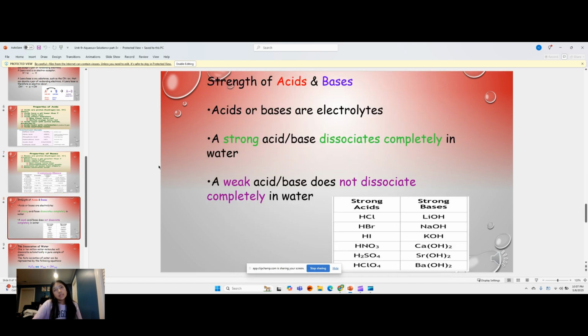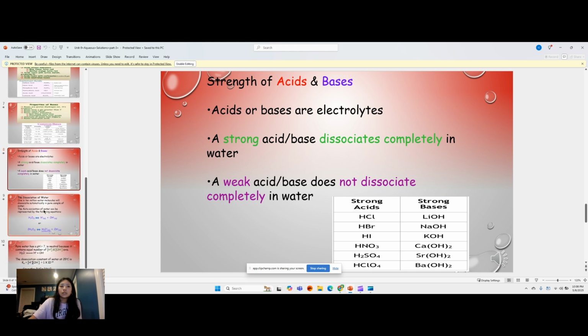Okay, so the strengths of acids and the strengths of bases. A strong acid is when the acid will dissociate completely in water. A strong base is when the base will dissociate completely in water. So the stronger the acid, the lower the pH. The stronger the base, the higher the pH. Let's say you're given a weak base. The pH will be closer to 7, and that means it doesn't dissociate completely in water. So a weak acid and a weak base do not dissociate completely in water.